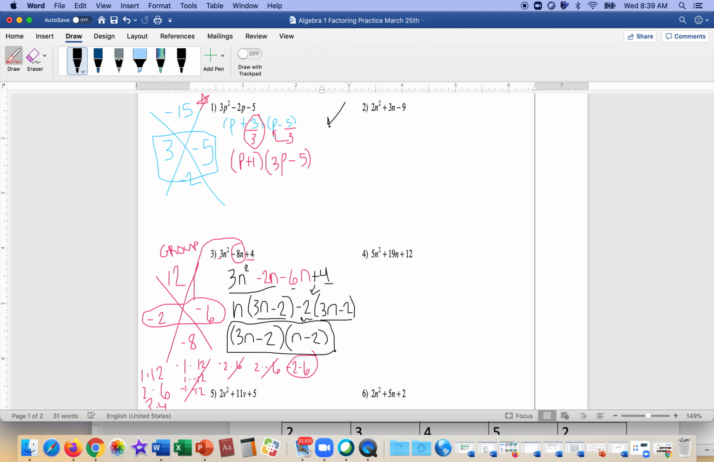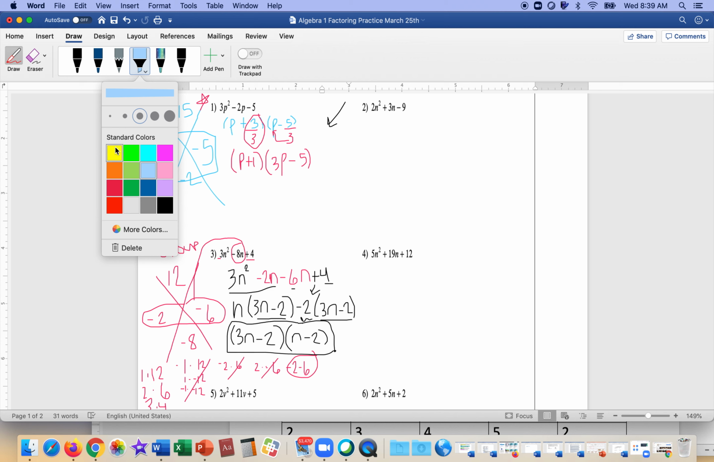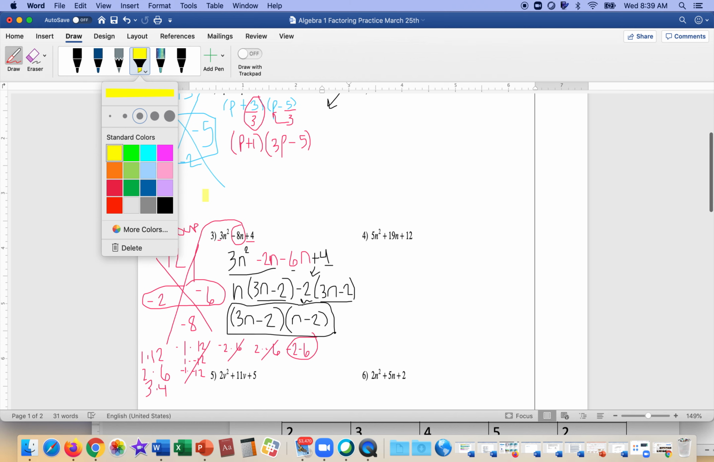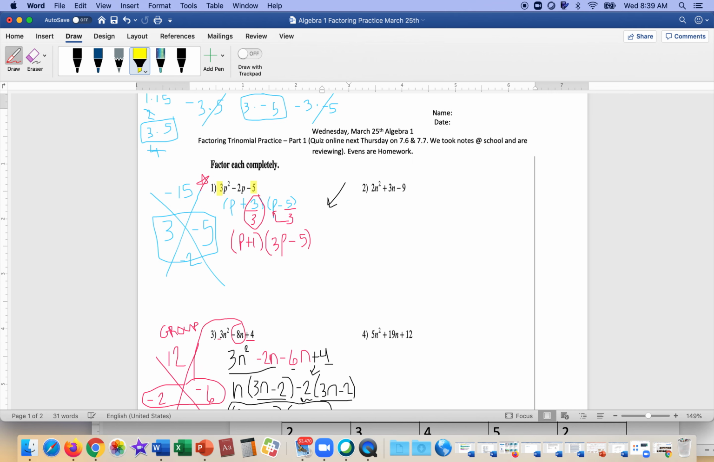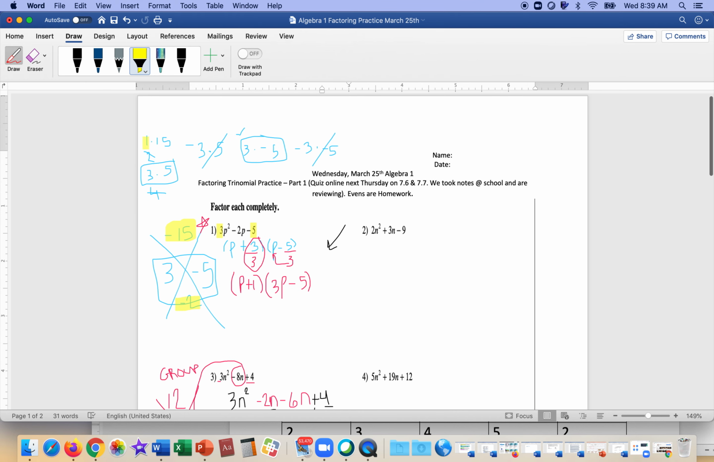I used my method, and I'll walk through some of the other ones step by step, but I'll just highlight what I did here. So I was looking for combinations that multiplied to a times c, so 3 times -5, which got me -15, that added to b. b was that -2. And I went through my combinations, I thought about it.